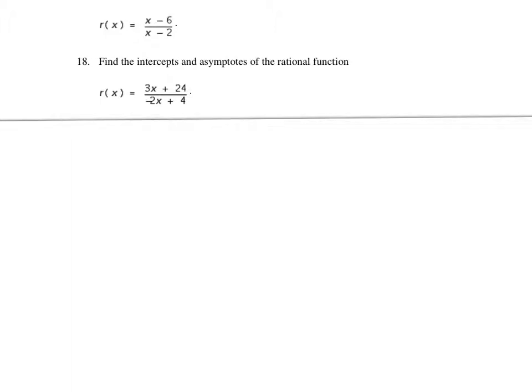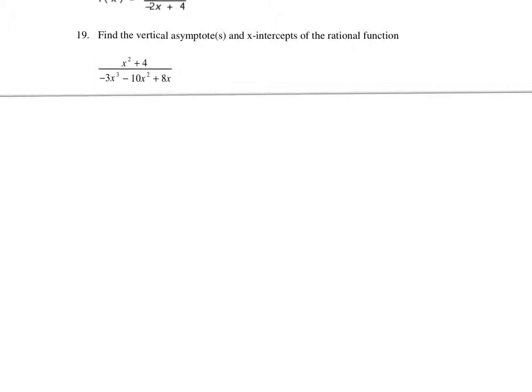All right, same idea here on number 18 as number 17, so I'll let you guys try this, same process. All right, number 19 is asking for the vertical asymptotes and x-intercepts.